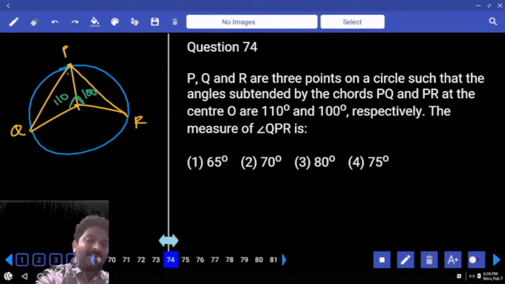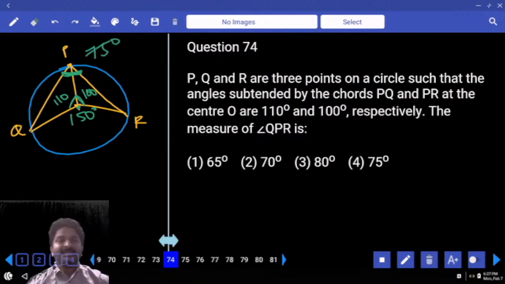QPR. Okay, we need this angle. Right, at the center if we add these 3 angles we should get 360. Already we have 210. The remaining is 150. If the angle at the center is 150, then angle at P must be equal to half of that, right? Which is 75 degrees.